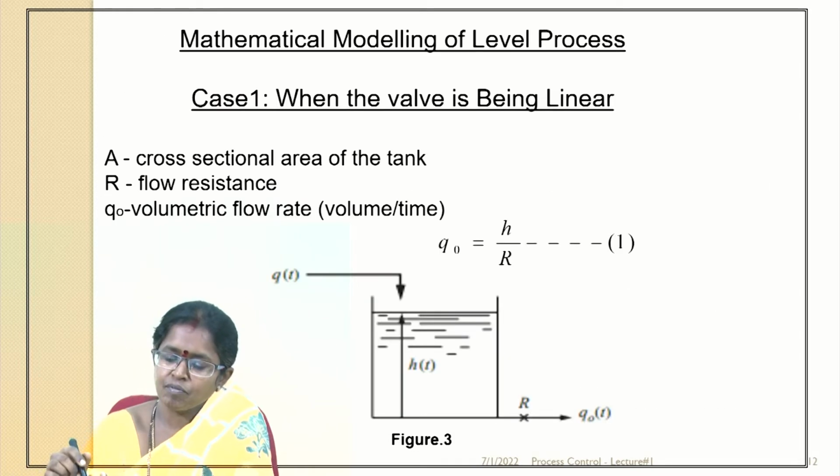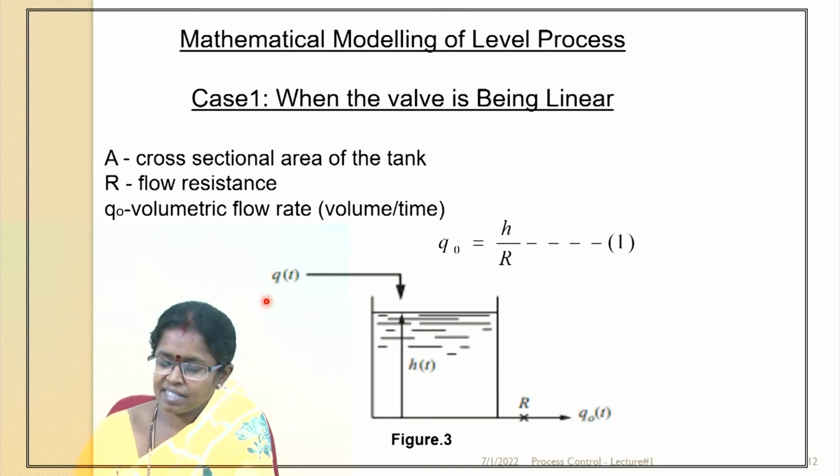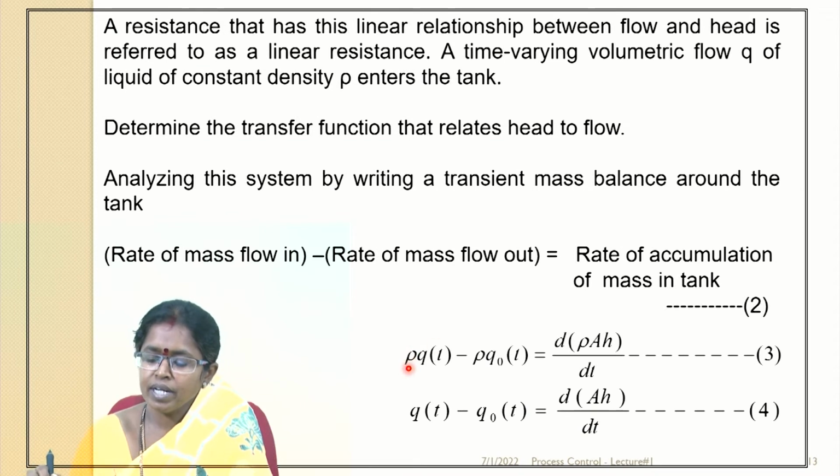So what is the change in inflow rate? I am going to use small letters for steady states and capital letters for changes, right? So what is your changes? Rho into Q of T minus rho into Q naught of T is equal to d by dt of rho AH, right? This is the rate of accumulation of mass inside the tank, that is volume. Rho is the density, volume is area into height, A into H, right? Now neglecting the density rho on both sides, you will get Q of T minus Q naught of T is equal to d by dt of AH.